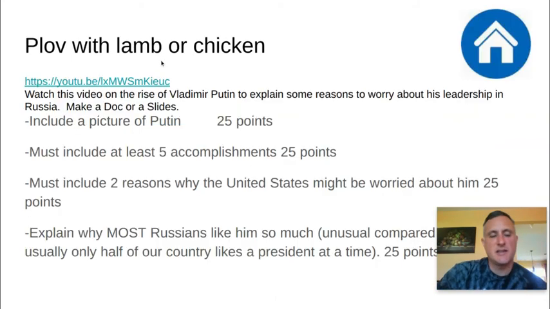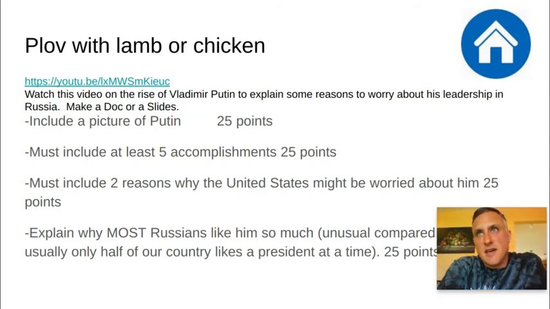Plov with lamb or chicken is the last one. This is about Putin, who's the current president of Russia. This is something else we didn't talk about too much. He was KGB, which is like their CIA, and then he's so dominant in politics right now. He's pretty much elected every 4 to 6 years, and he's president more than 2 times, which is not illegal in Russia. He can kind of do whatever he wants.